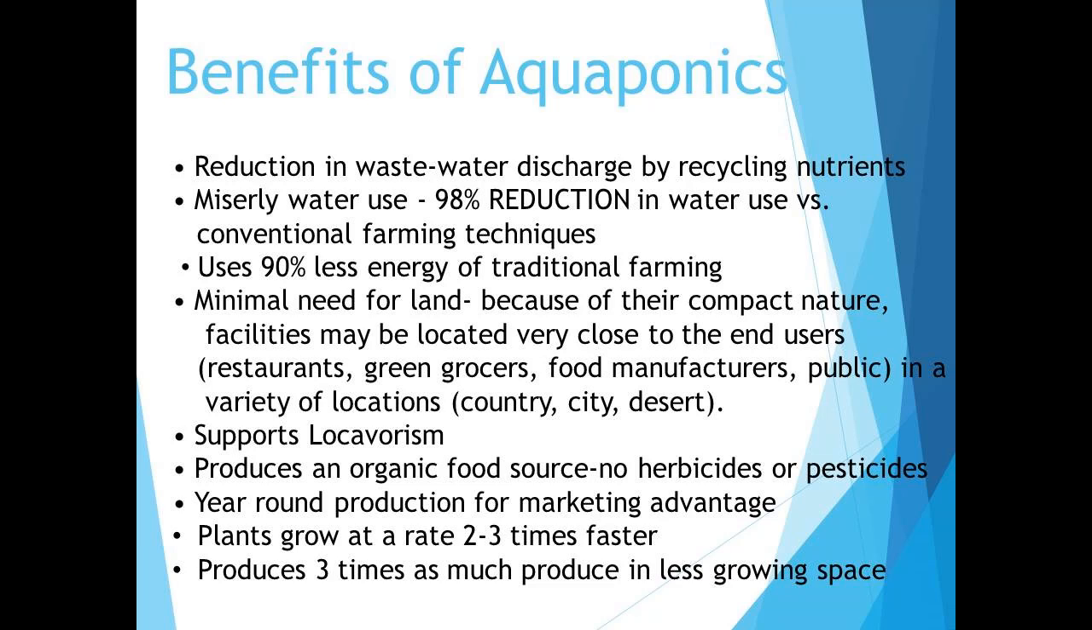You get to produce year-round. Your plants do grow 2 to 3 times faster, and you can grow 3 times as much in a smaller space.